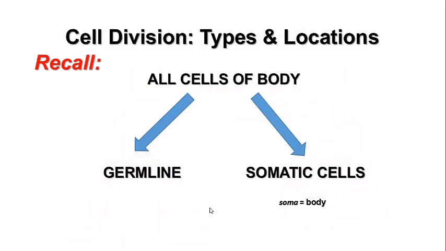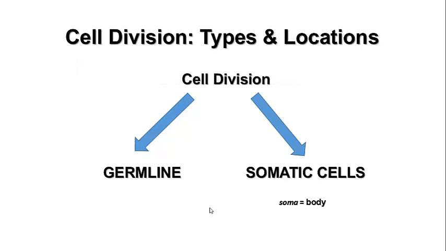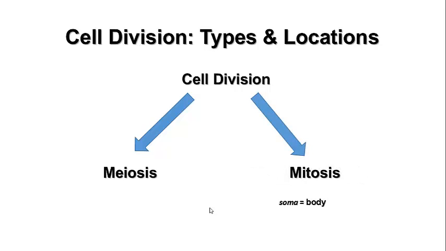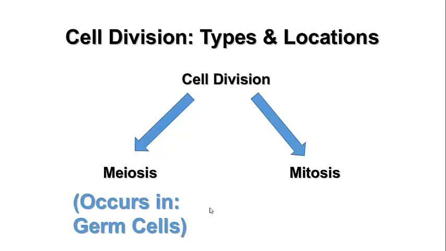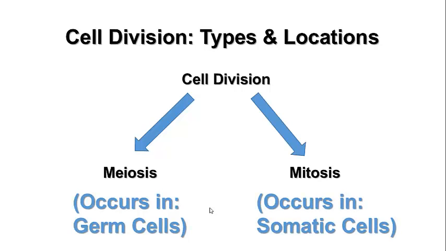All right, so we go back to this original tree diagram here. And we have the two major types of cells that we went over, the germ cells and the somatic cells. Now we are going to convert this same schematic so that it is in terms of cell division. Germ cells and somatic cells exhibit two different types of cell division. The germ cells undergo a series of cell divisions known as meiosis. All right. And the somatic cells undergo a type of cell division known as mitosis. Therefore, meiosis occurs in the germ cells, and mitosis occurs in the somatic cells.